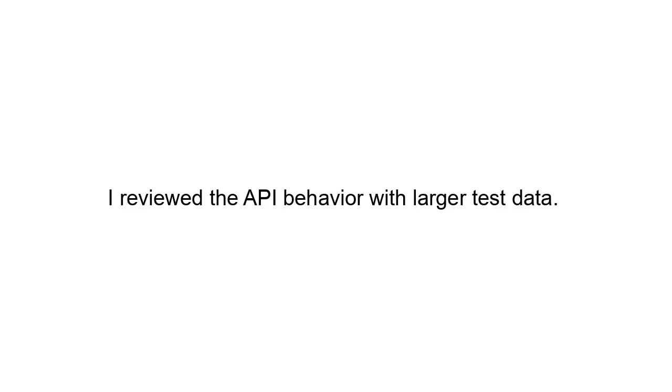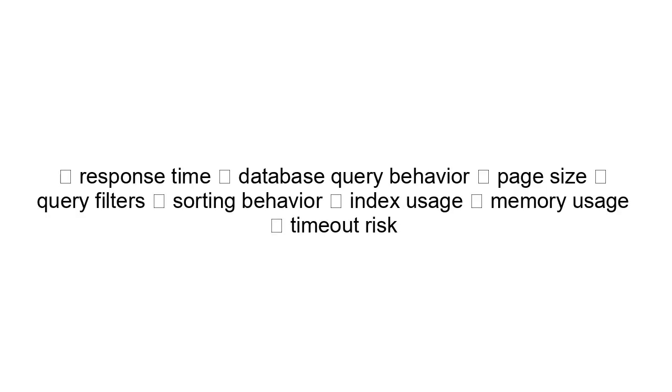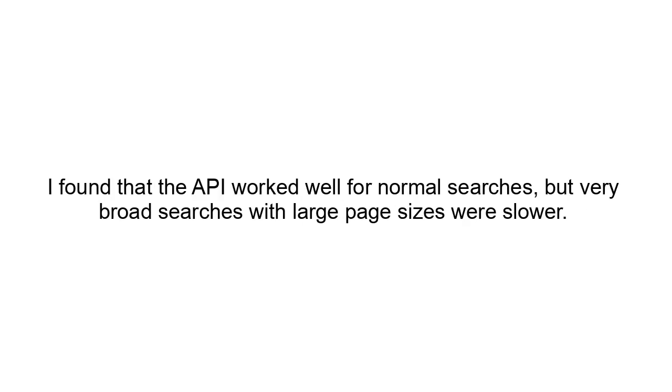Action: I reviewed the API behavior with larger test data. I checked response time, database query behavior, page size, query filters, sorting behavior, index usage, and timeout risk. I found that the API worked well for normal searches, but very broad searches with large page sizes were slower.